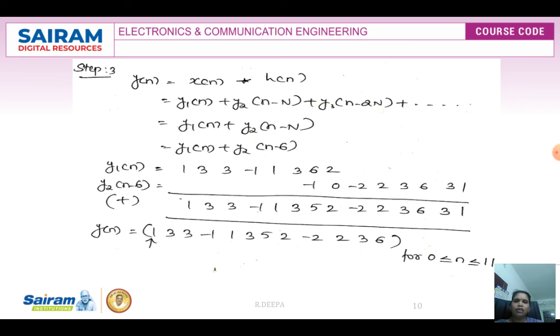So now we are getting the output as 1, 3, 3, minus 1, 1, 5, 2, 2, minus 2, 2, 3, 6. If you count the number of values, there will be 12 samples, starting from 0 to 11. Hence we are able to calculate the linear convolution between x of n and h of n using the overlap add method, and you can cross verify by doing the normal linear convolution between x of n and h of n. There also you will be getting the same values. So this is about the overlap add method.